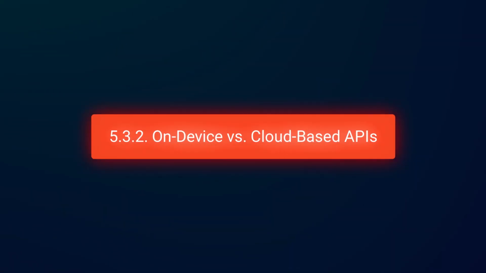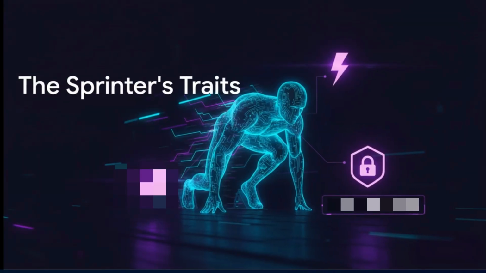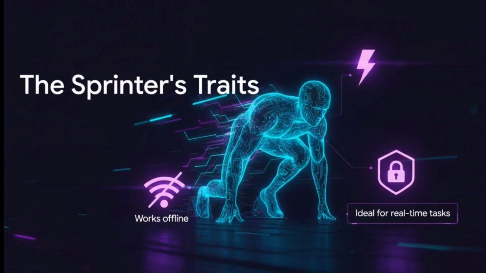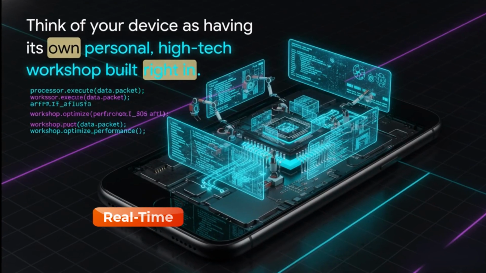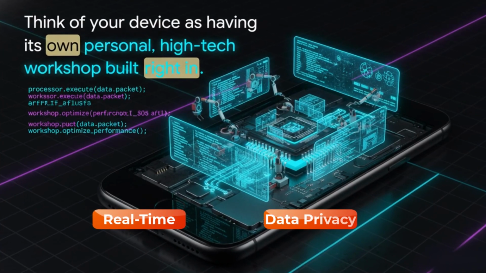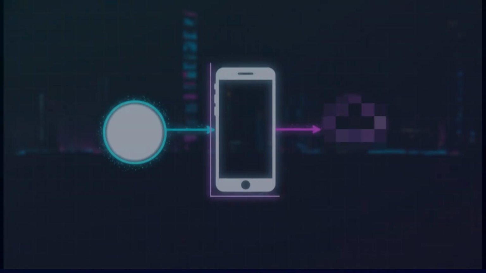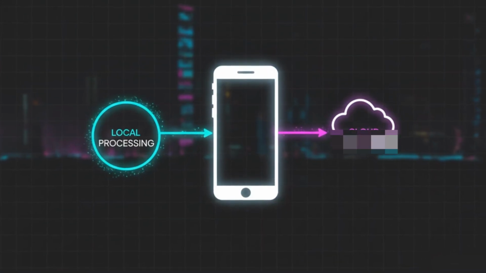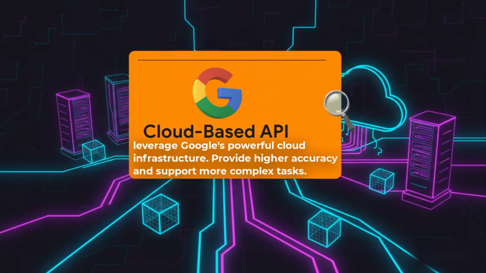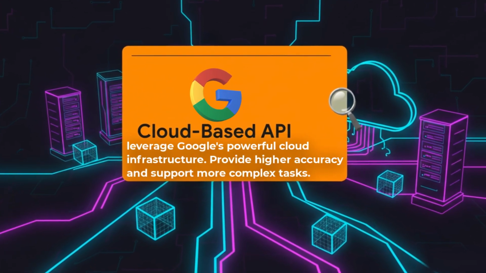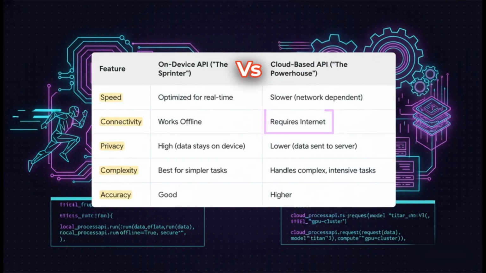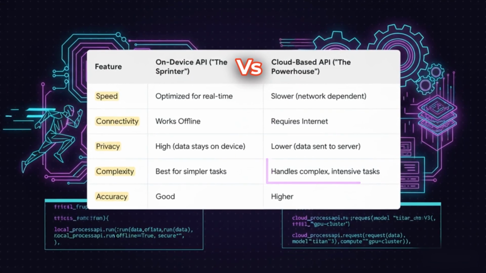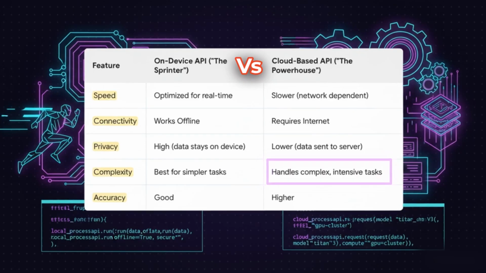On-device versus cloud-based APIs. On-device APIs are optimized for speed and offline use. They run directly on users' devices, making them ideal for real-time applications where data privacy is a concern. The processing happens locally without sending data to a server. Cloud-based APIs. These leverage Google's powerful cloud infrastructure to provide high accuracy and support more complex tasks. They require an internet connection but can handle more computationally intensive operations.